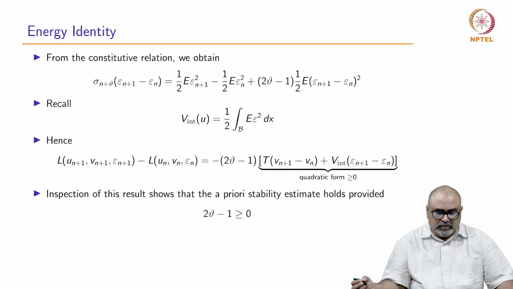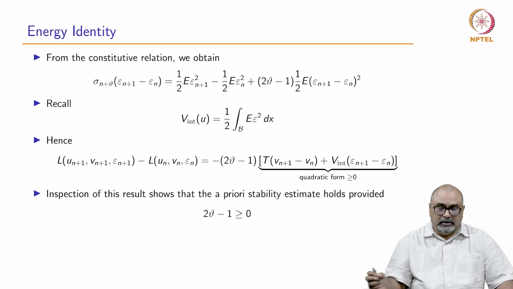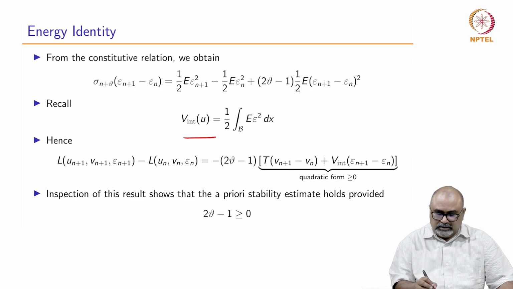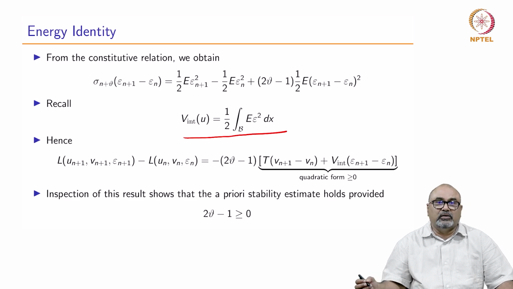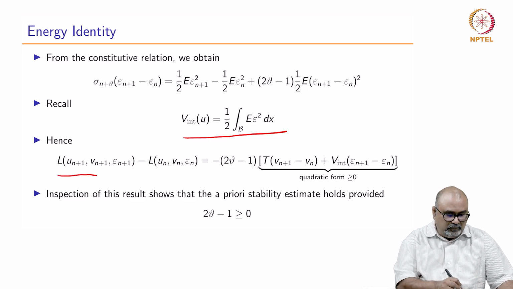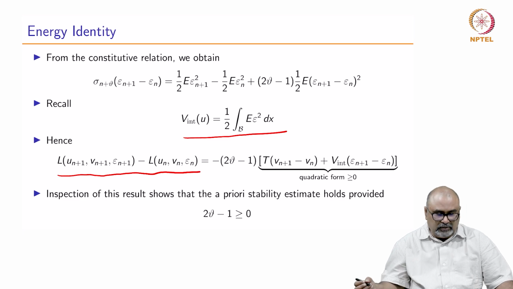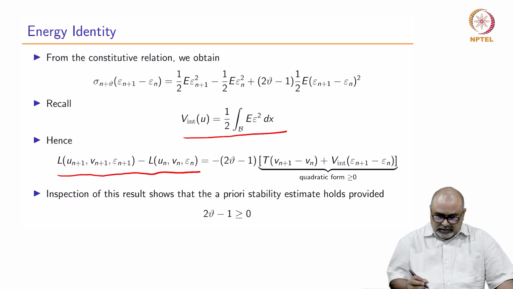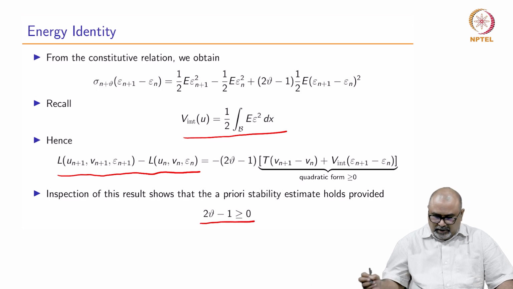From the constitutive equations, we can write what is sigma_{n+ψ} of (epsilon_{n+1} minus epsilon_n), and we recall that the internal work V internal is denoted as half integral over the domain E epsilon squared, and we can show that L of u_{n+1}, v_{n+1}, epsilon_{n+1} minus L of u_n, v_n, epsilon_n is greater than or equal to 0, thereby showing that the condition for stability is that 2ψ minus 1 must be greater than or equal to 0.